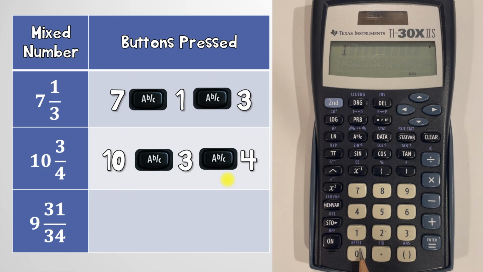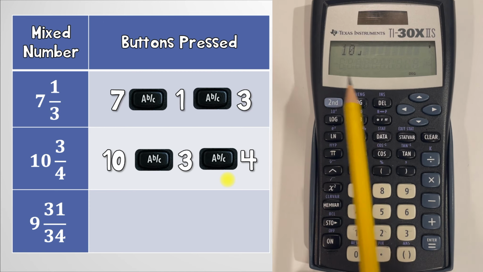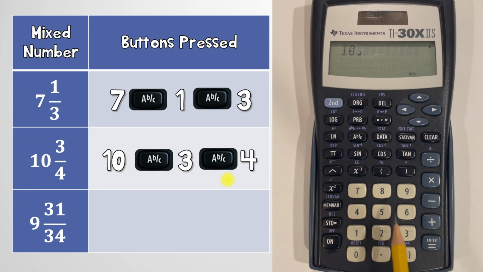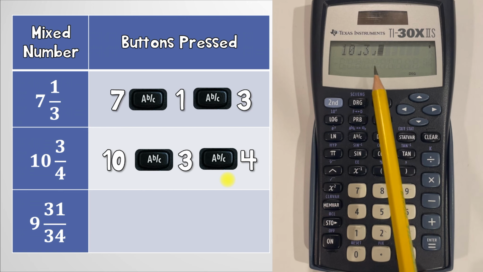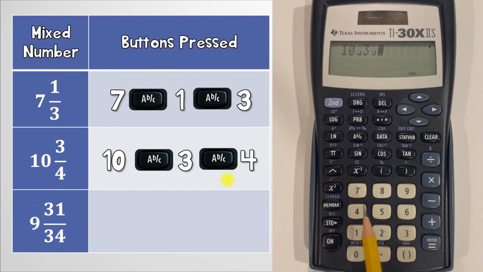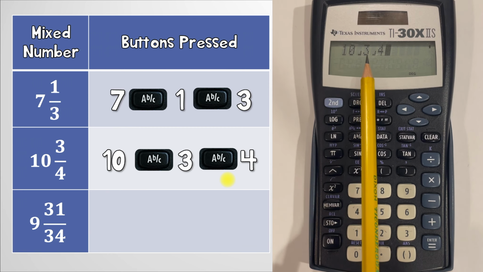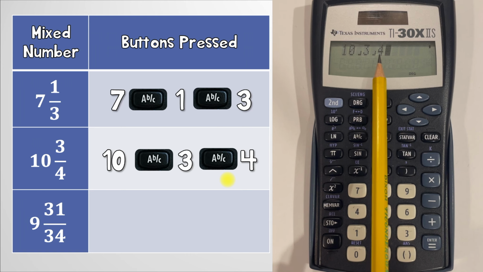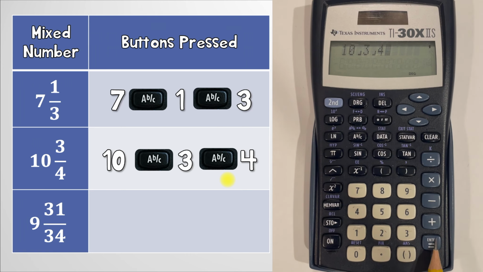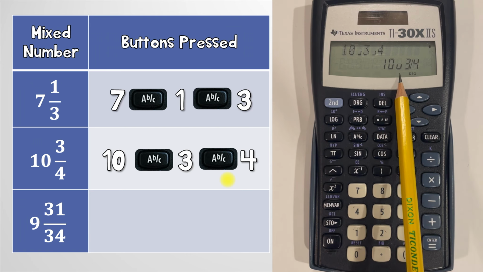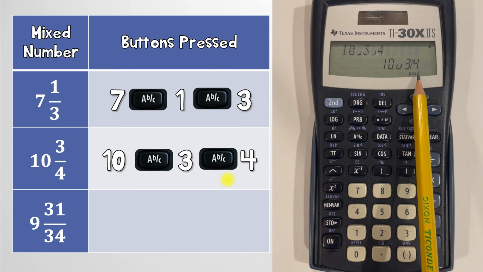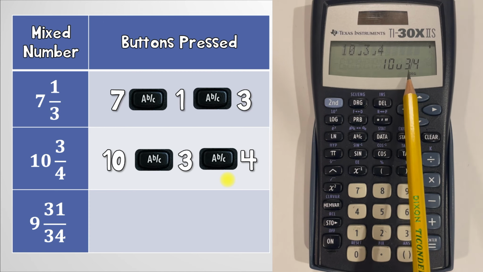10, ABC, that'll give us our first bracket, then 3, then ABC again, that'll give us our second bracket, and then 4. To break this down again, before the first bracket is the whole number, and then you got your numerator, and then you got your denominator last. When you hit enter, 10 whole units and 3/4 of a unit, or 10 and 3 over 4.